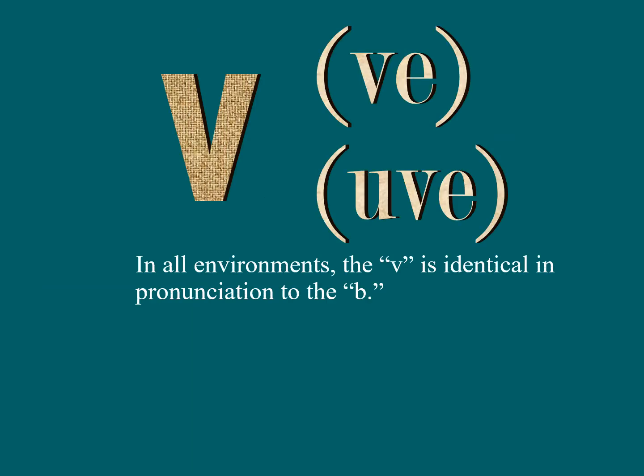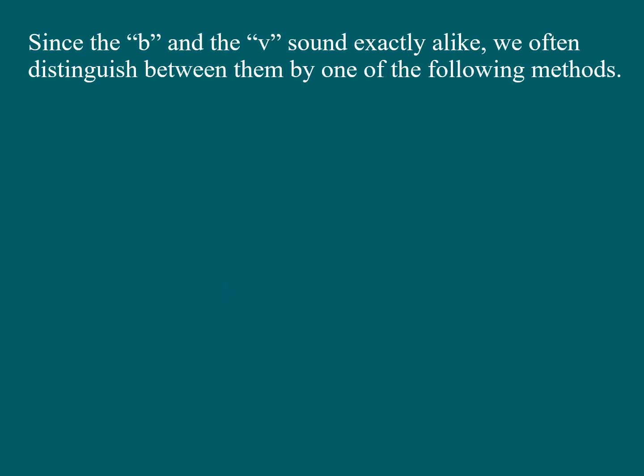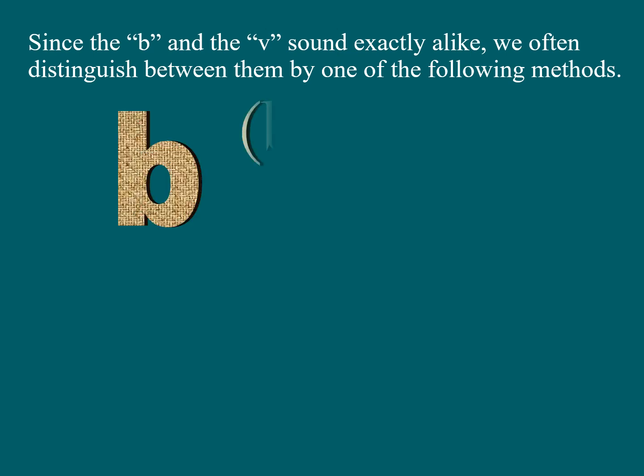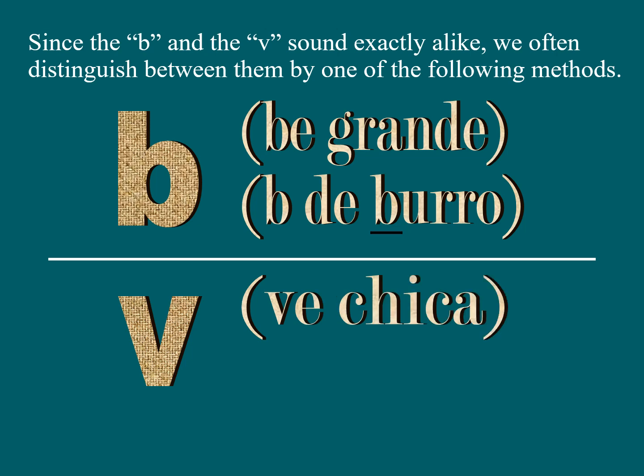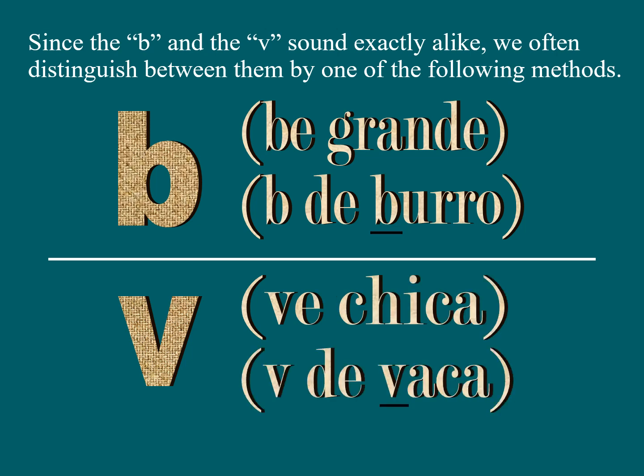V, uve. The V is identical in pronunciation to B. So, voy contigo, envidia, Eva, llevar. Since the B and V sound exactly alike, we often distinguish between them with one of the following methods. So, B is B grande, B de burro, or V chica, V de vaca.